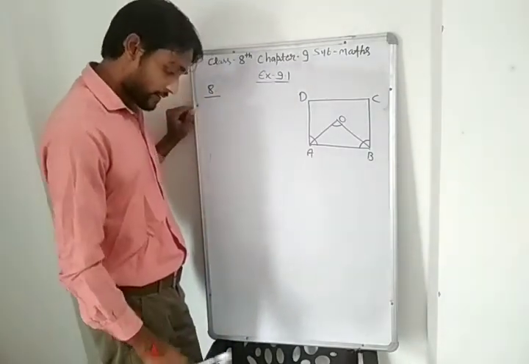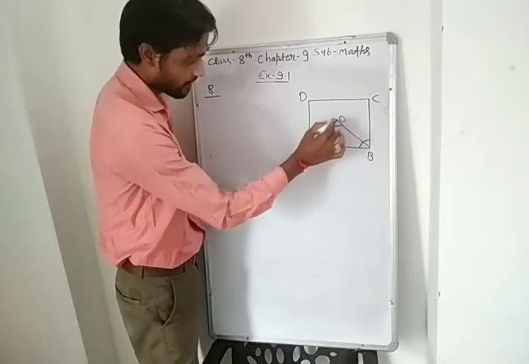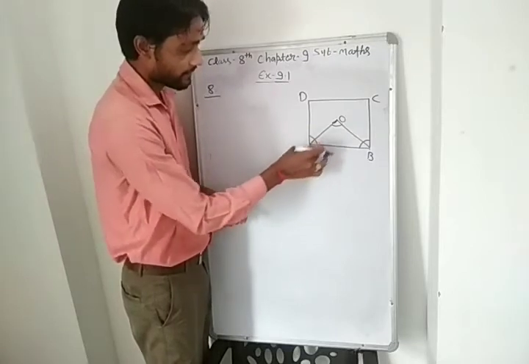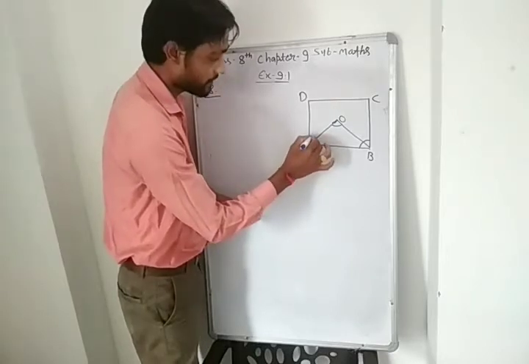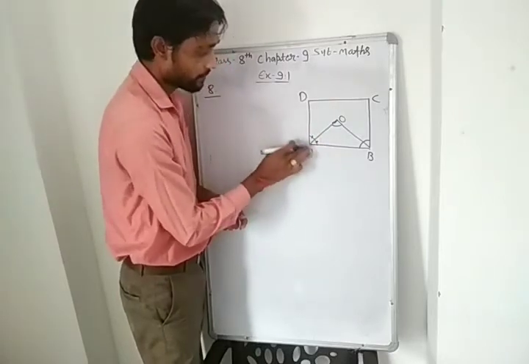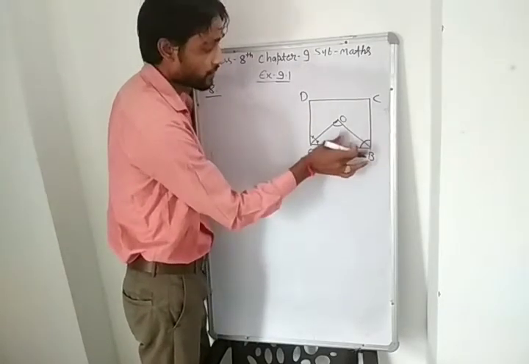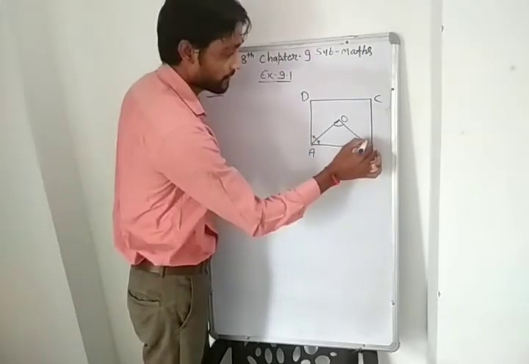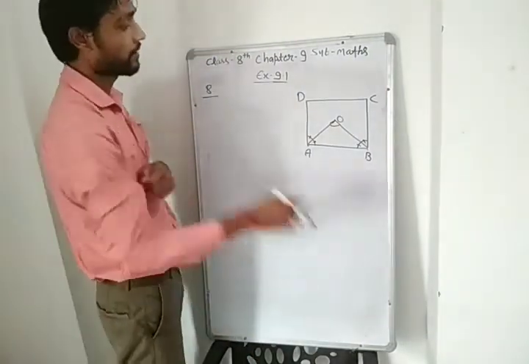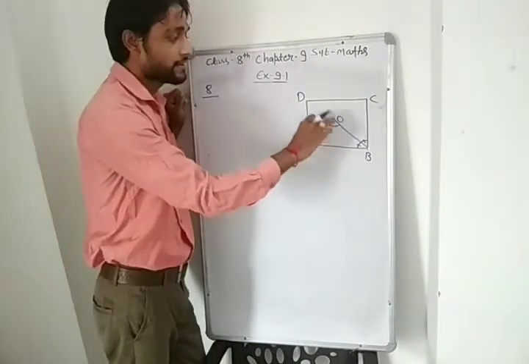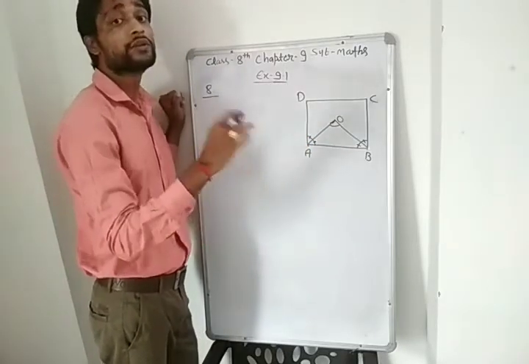In the given figure, the bisectors of A and B. What is the name of the bisector of angle A? OA. OA is a bisector of angle A. Bisector means this angle and this angle both are equal. And what is the name of the bisector of angle B? OB. Bisector means this angle and this angle both are equal. Clear? Bisector divides the angle in two parts, or you can say two equal parts.